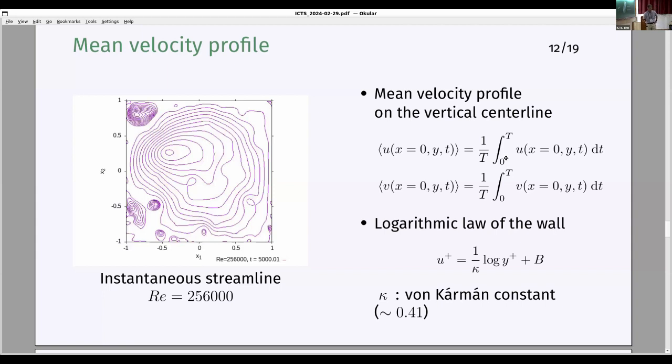The so-called logarithmic law of the wall should take this form. The u plus is a suitably normalized horizontal velocity component, and y plus is a suitably normalized vertical component. This kappa is what is known as the von Karman constant, which is considered to be universal. It doesn't depend on the pipe or channel or other kind of wall-bounded flow.